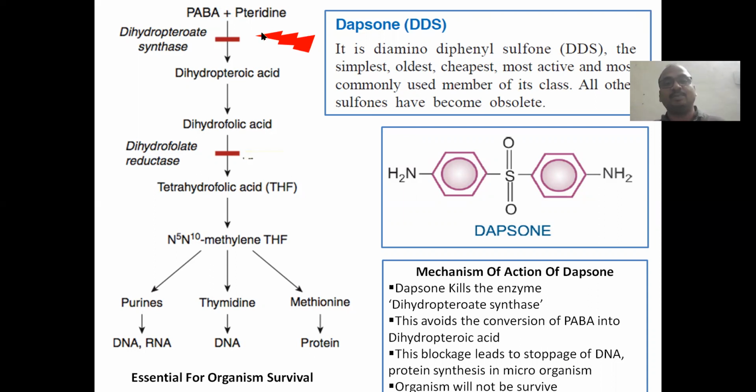See here, the red mark shows blockage of this step. If you do not block this step with Dapsone, PABA will be converted and the entire cycle will take place. Finally, DNA, RNA and protein, all these are essential for the organism's survival. Now, Dapsone is blocking this step itself. Automatically, protein is not formed, so the bacteria will not survive.